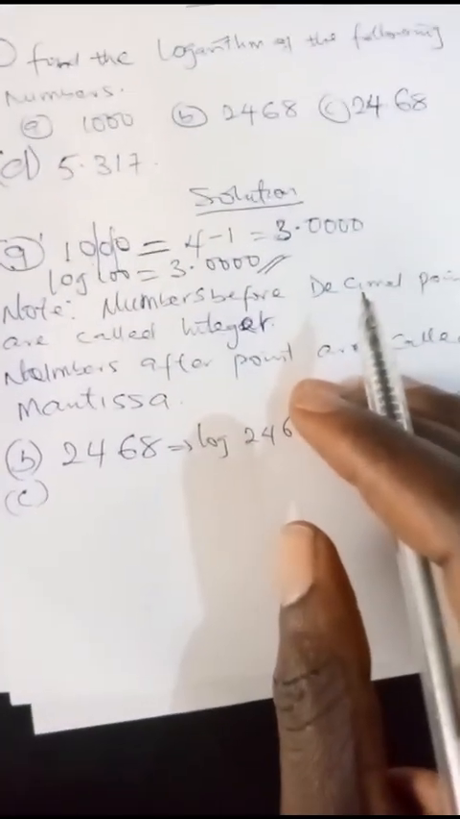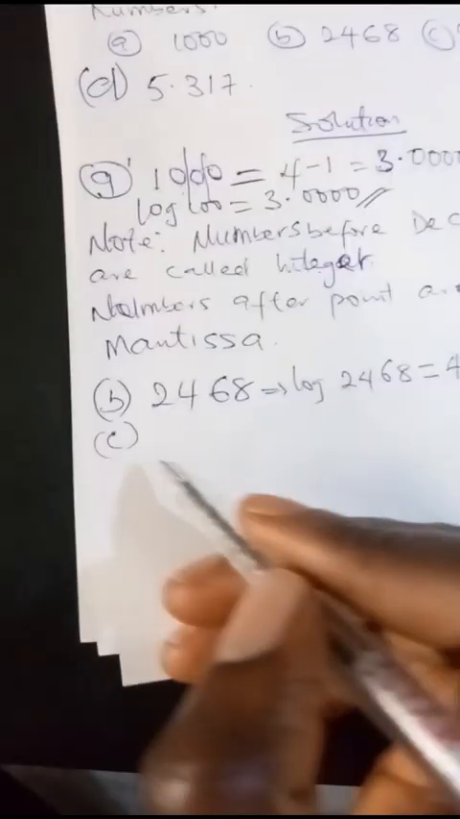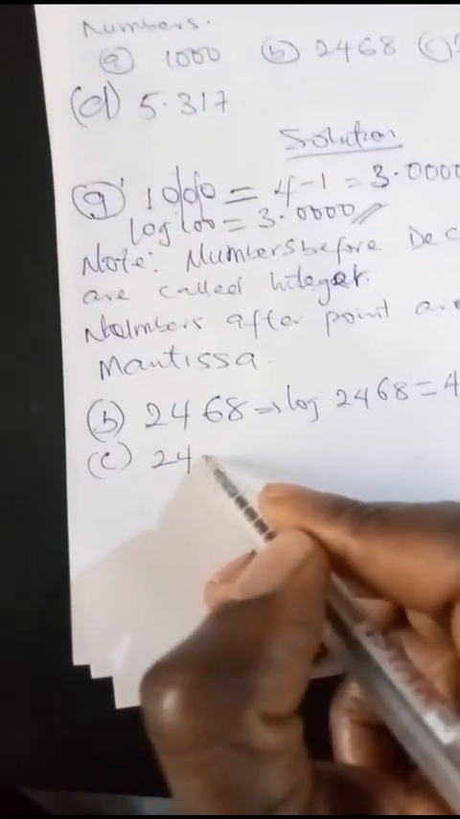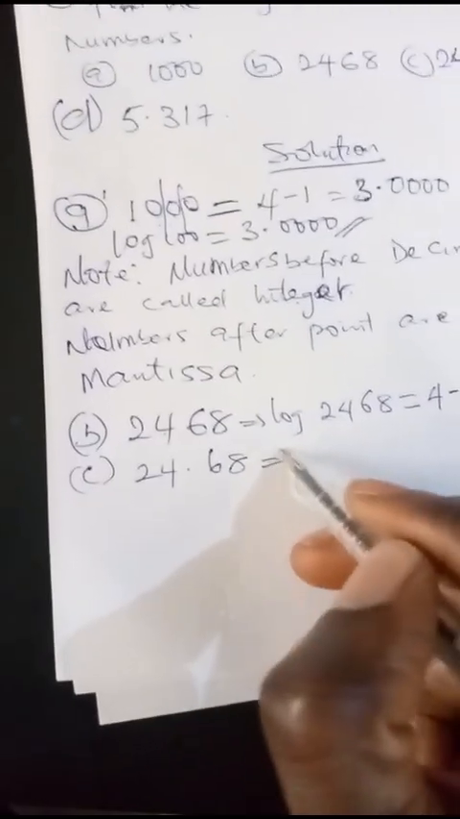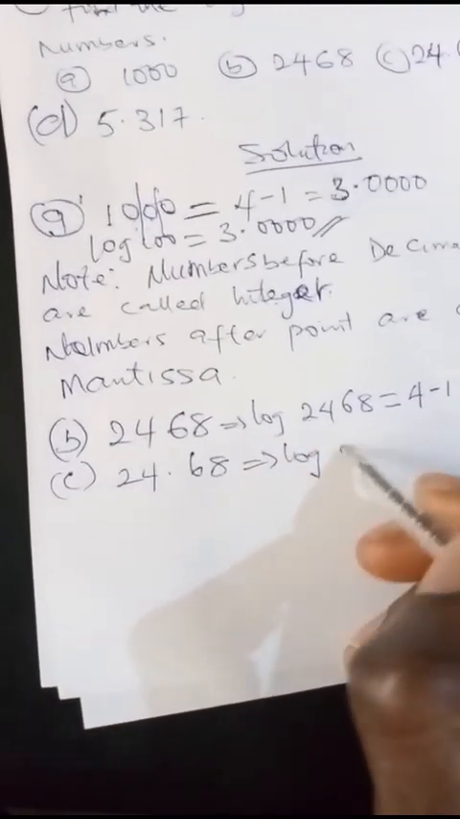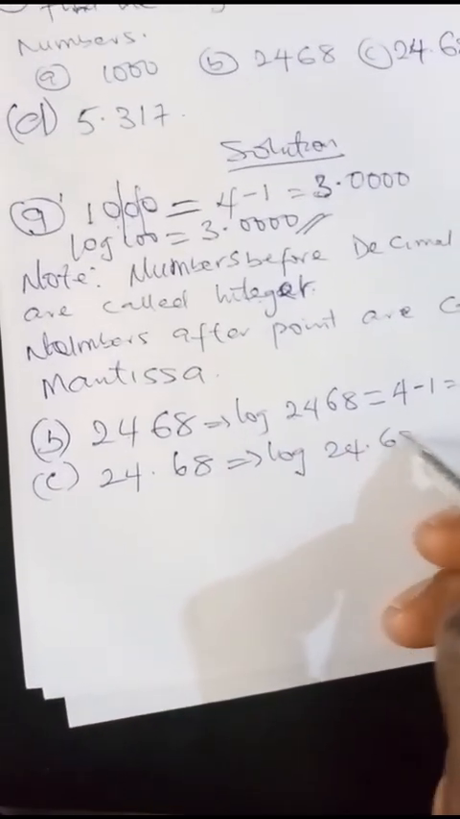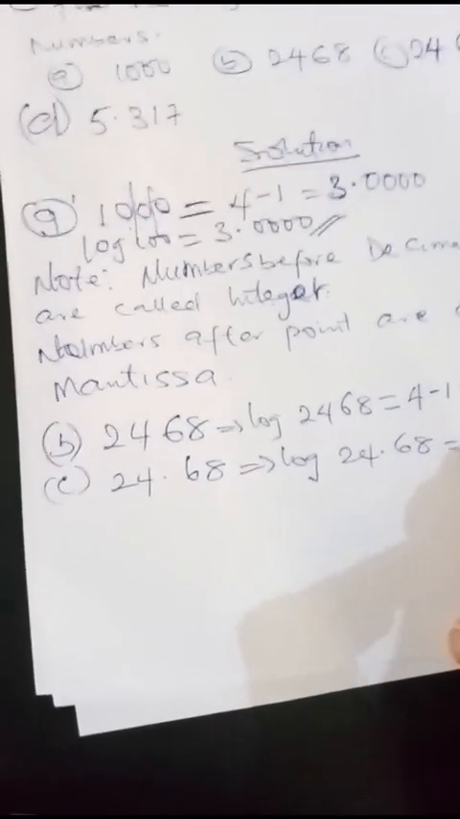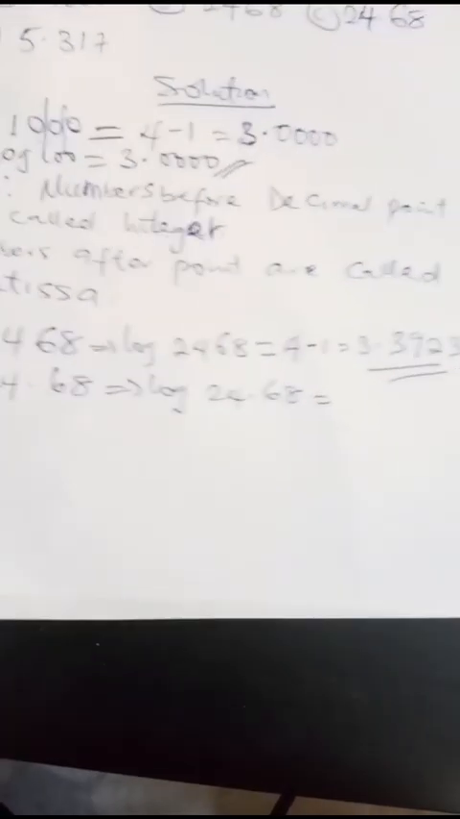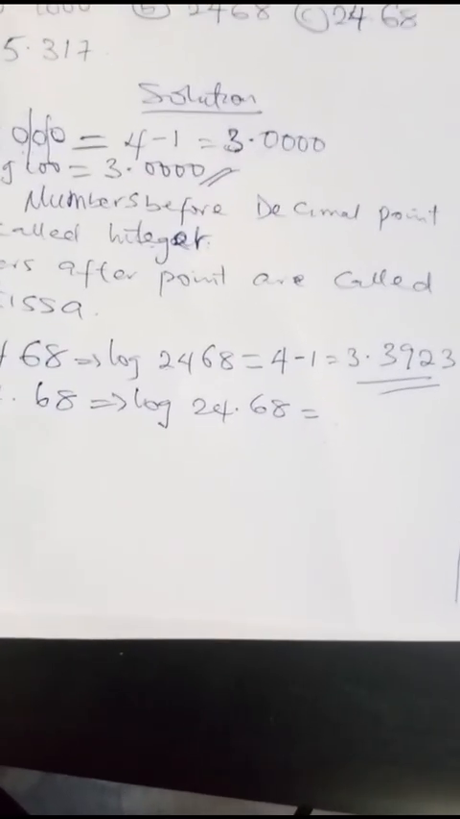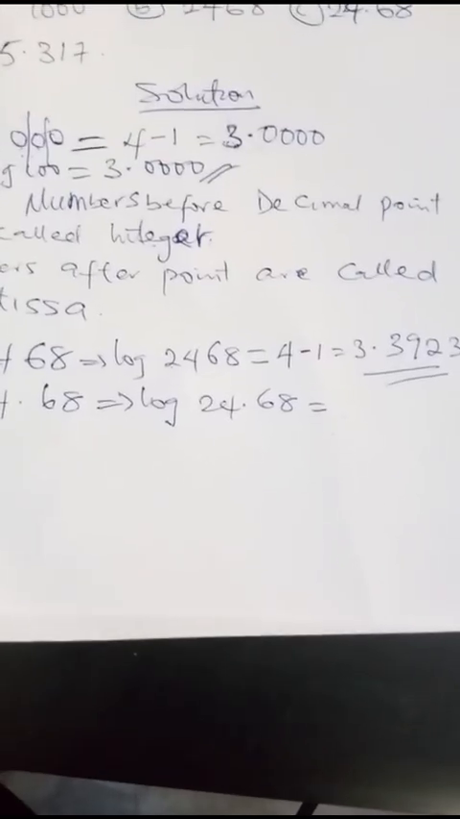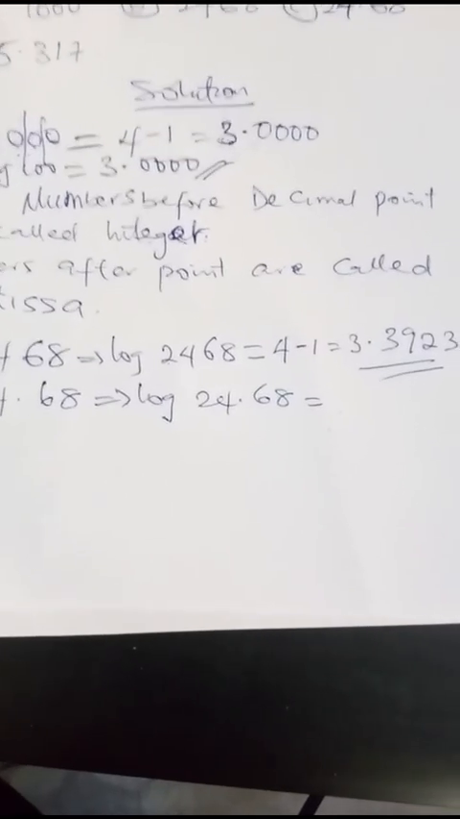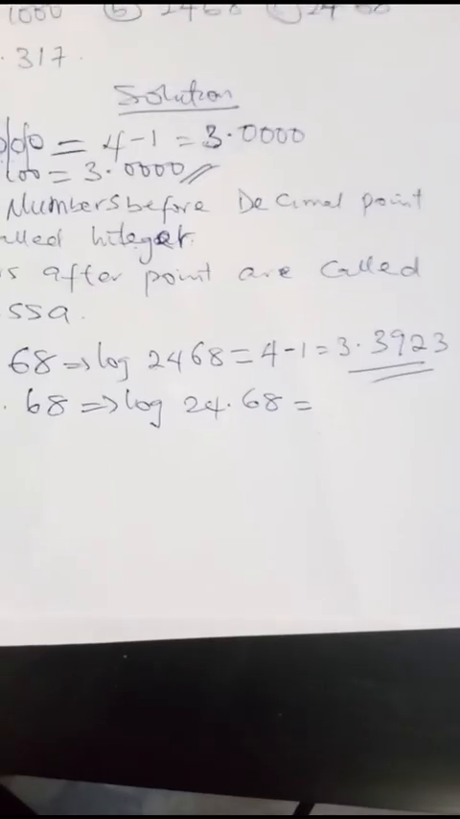Number C said we should find the logarithm of 24.68. Then you have log 24.68. So that will give us... Now when you look at this, it is a bit different from that one. When you look at the first one, it doesn't have a point. But when you see this one, it has a point after 68.